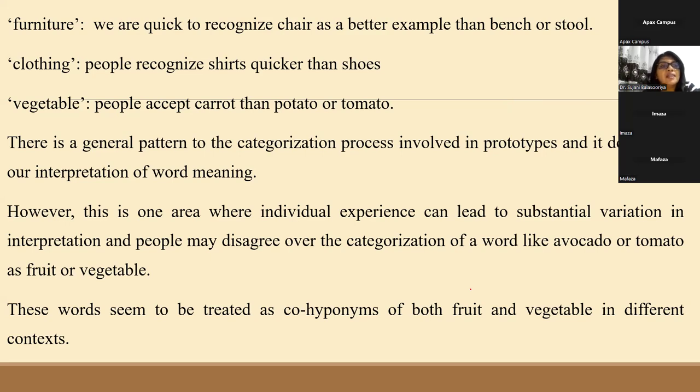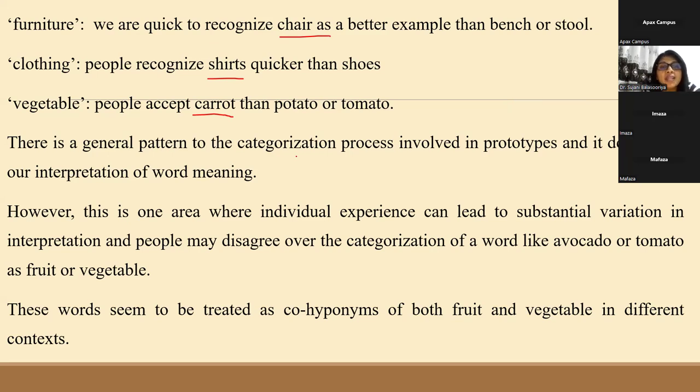And when you are talking about clothing, between shoes and shirts, the word shirts will represent the word clothing better than shoes. And when you are talking about vegetables, carrot would be more vegetable than potato or tomato. All are vegetables, right? Potato, tomato, carrot, all are vegetables, but carrot would be representing the vegetable category more effectively than potato or tomato. So carrot, shirts, chair. These are the prototypes representing the respective categories.